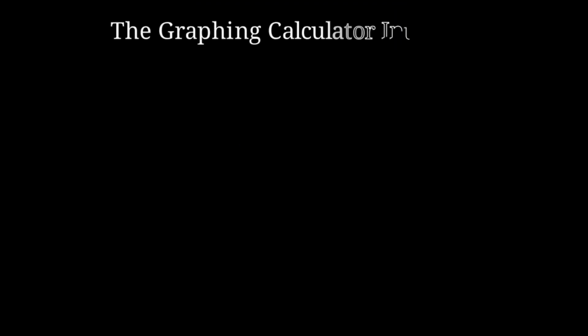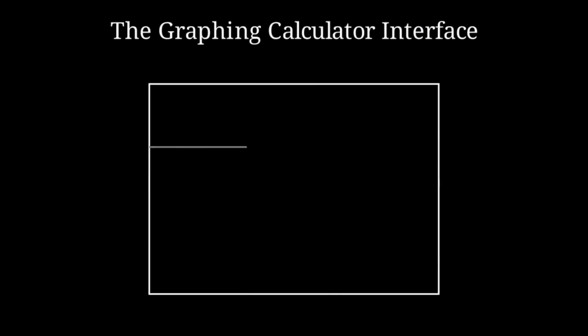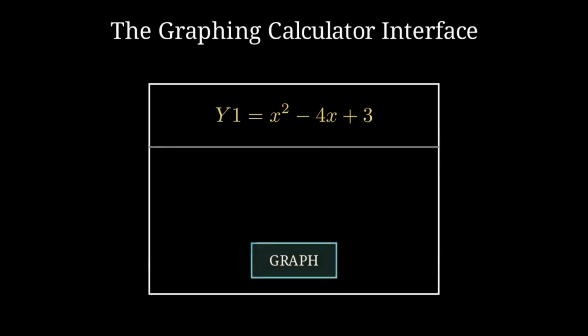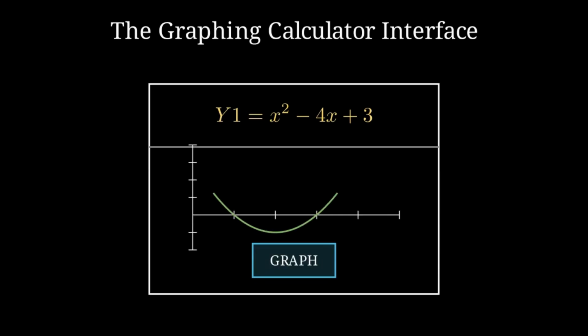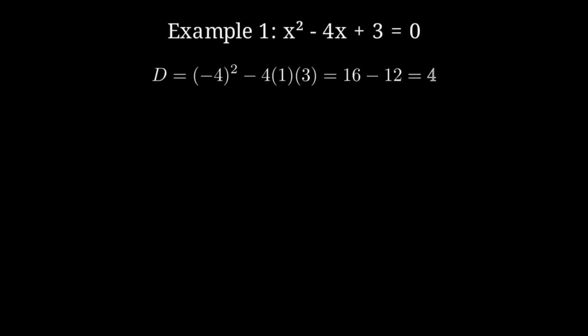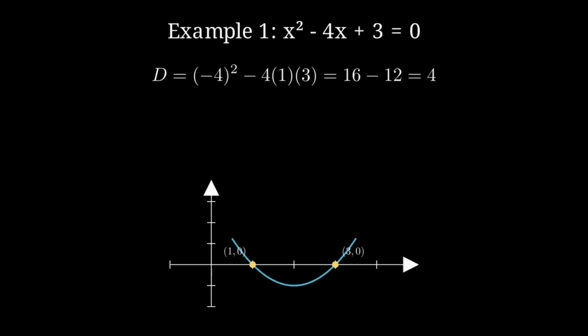Let's put this into practice using a graphing calculator. We start by entering our function into the y equals menu. This allows us to see the relationship between the algebraic coefficients and the physical shape of the curve. For the equation x squared minus 4x plus 3, our discriminant is 4. Since 4 is positive, the calculator shows two clear intercepts.